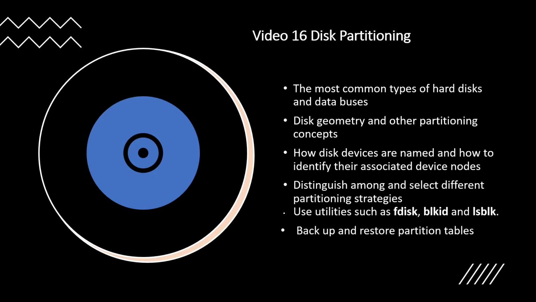In this video, we will talk about the most common types of hard disks in databases. We're going to explain disk geometry and other partitioning concepts, how disk devices are named, and how to identify their associated device nodes, how to distinguish among and select different partitioning strategies. We're going to discuss how to use utilities such as fdisk, blkid, and lsblk, and how to backup and restore partition tables.